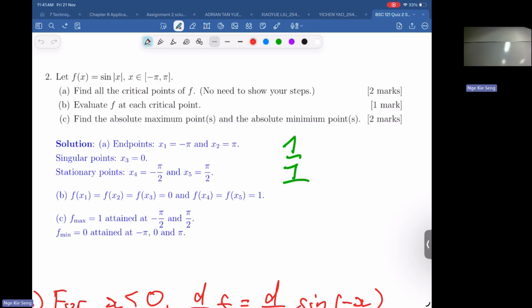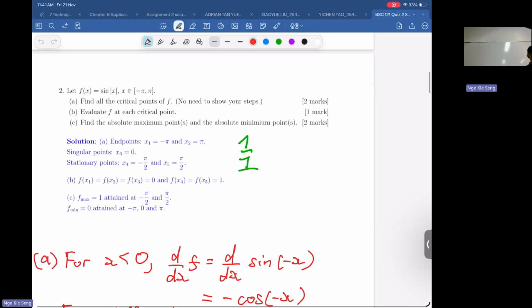For B, I think it's straightforward. You just put in your critical points. For C, what do you do? You just compare all the values of f at these points, see which one is the largest and which one is the smallest. That's it.